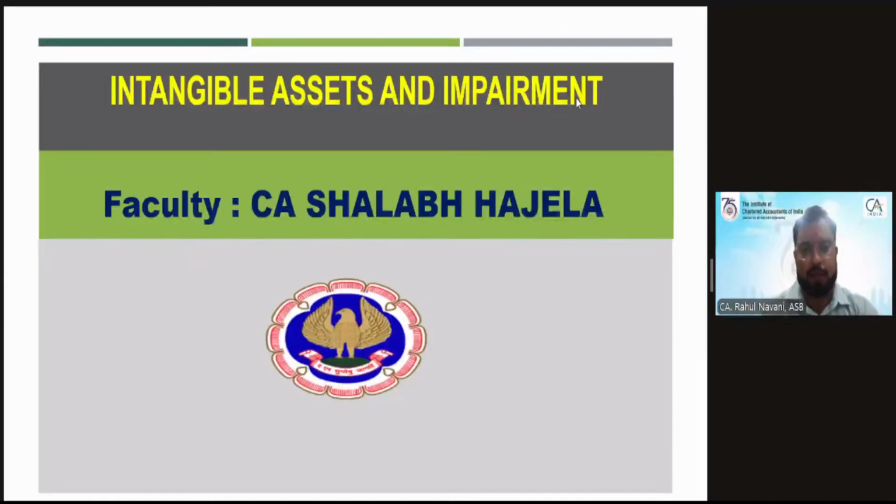Through real life illustrations and implementation guidance, the discussion will highlight frequent challenges faced in practice and provide clarity on how to ensure transparency, consistency, and compliance in financial statements.